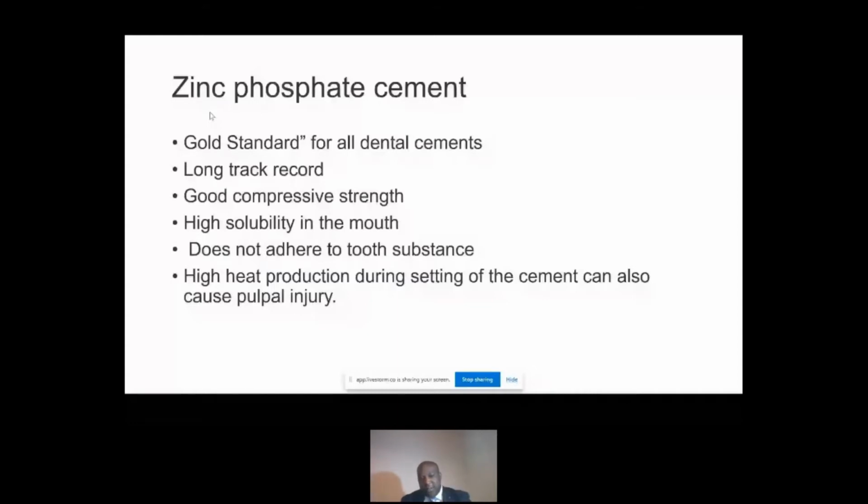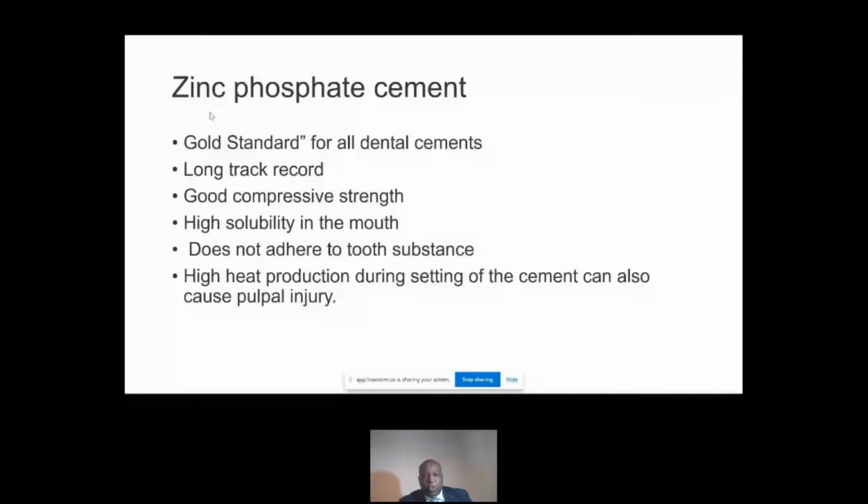It's got good compression. However, the downsides with this cement are that it has high solubility in the mouth, and it doesn't adhere to tooth substance. And one of the biggest reasons why there's been a move away from this cement, although it is available, is because of the low pH that it produces on setting. It also causes high heat production during setting, which can cause pulpal injury, which wouldn't be happy for your patient. So because of the limitations of zinc phosphate cement, other cements have been produced.